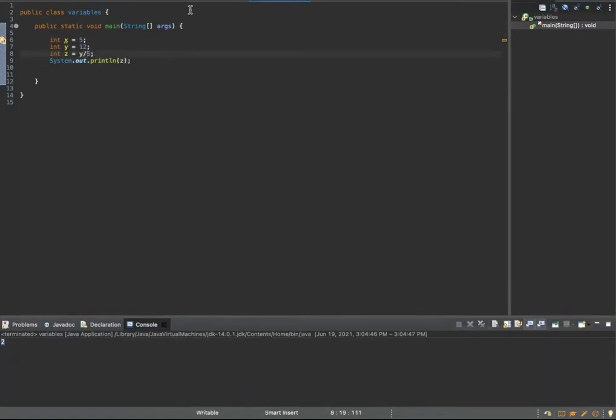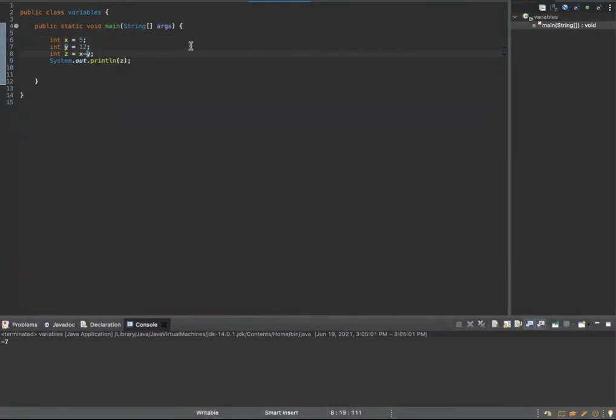Another operation we can do is subtraction. Let's subtract x minus y. You'll see that we get -7. Why? Because x minus y is equal to 5 minus 12, and that's -7.